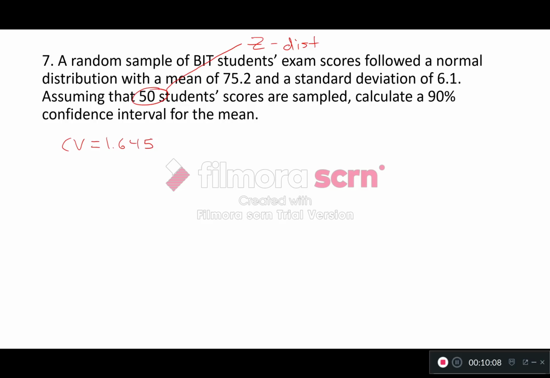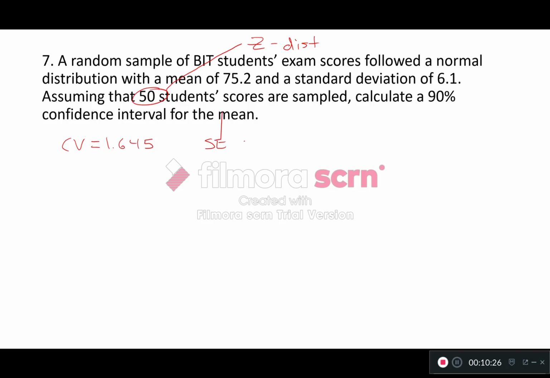Next thing to do for any confidence interval that we go through is to calculate out our standard error. And from this point, once we've got the critical value, basically all of the confidence intervals that we've discussed work the same way. So we do our critical value, we do our standard error, and then we put them together for our margin of error.